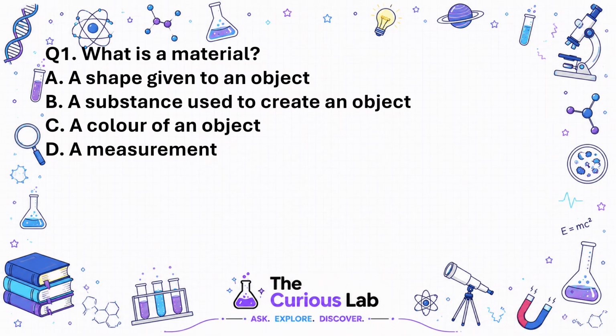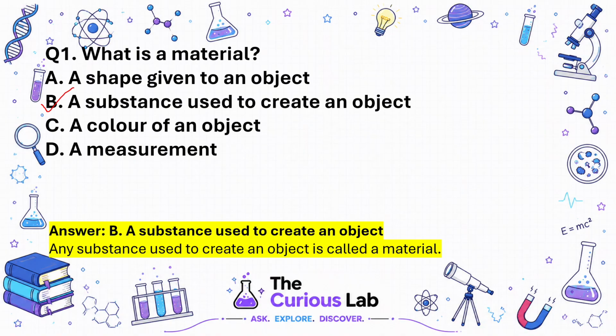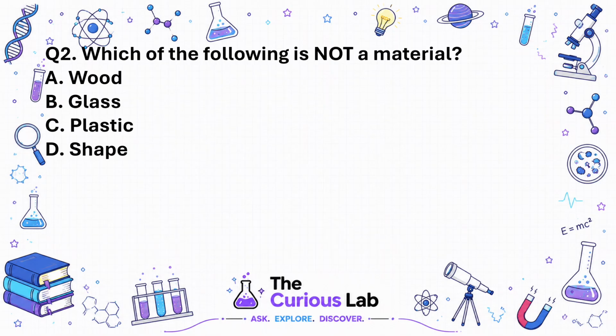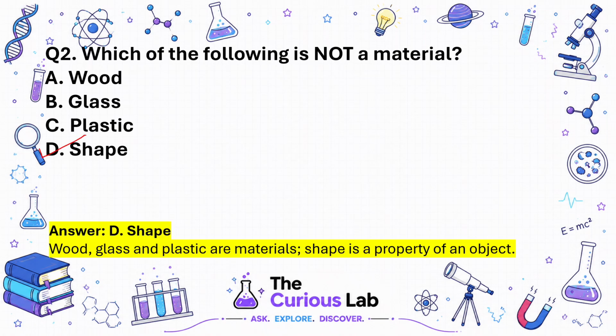Let's start. What is a material? So we have to answer what is a material. Material is a substance used to create an object. Like we have clothes made up of cotton. So cotton is the material. Next question, which is not a material. Shape. Shape is not a material.